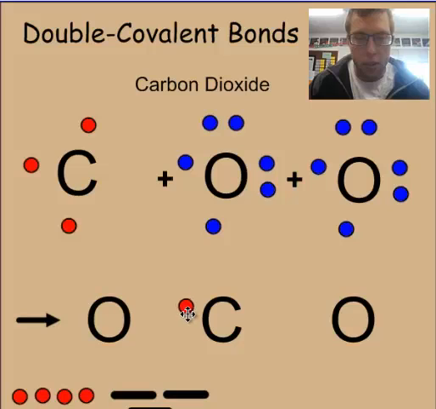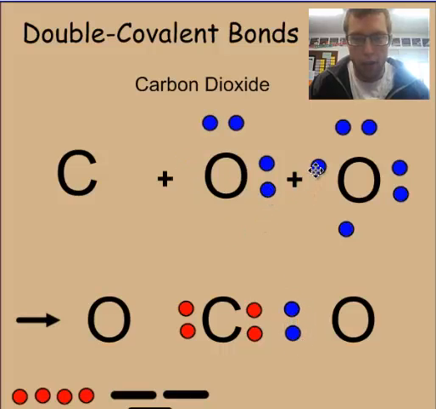So what carbon can do is create a double bond over here, create a double bond on this side, and then oxygen can bond over here with its spare electrons. So now count them for carbon. Carbon has 2, 4, 6, 8. Carbon's happy. Oxygen now.